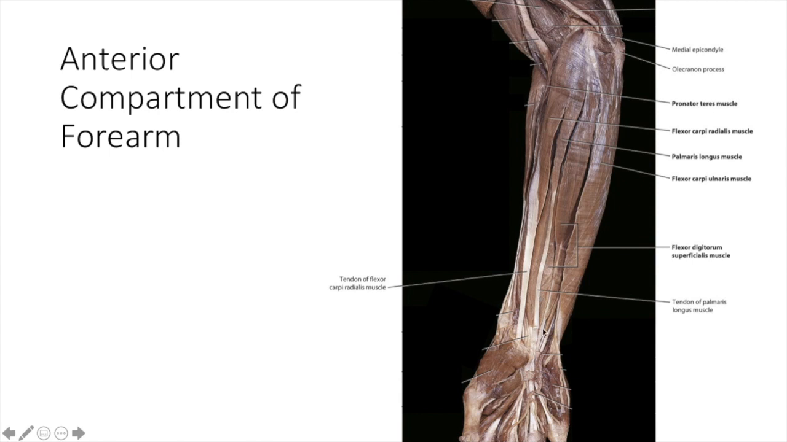Here's the tendon. And then you have your flexor carpi ulnaris, which originates from the medial epicondyle and inserts onto the hamate, pisiform, and fifth metacarpal on the medial side. And then finally you have your flexor digitorum superficialis, which originates on the medial epicondyle and then inserts onto the middle phalanges of digits 2 through 5.